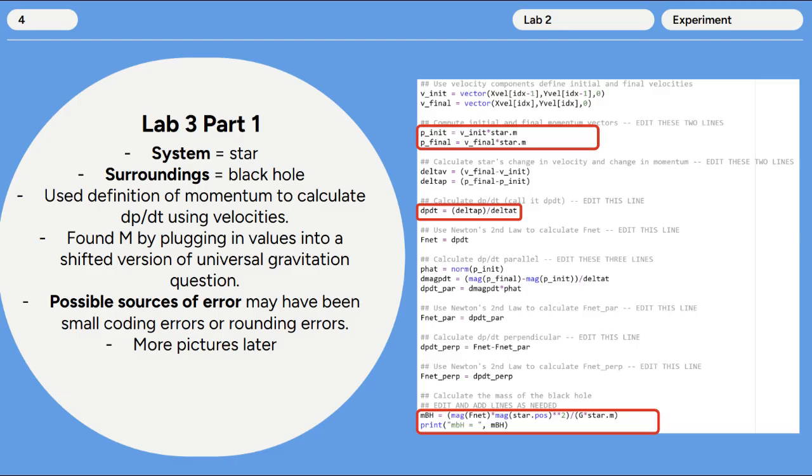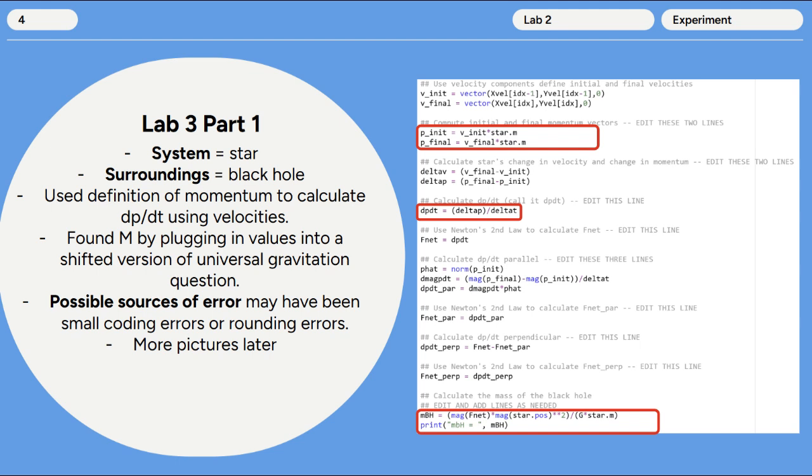For Lab Part 1, the initial velocities and trajectory of the star were determined by my Georgia Tech email address. Inside of the loop were the position and velocity update formulas so that they would repeat for every value of delta t, which was 86,400 seconds. The system in this part is the star and the surroundings is the black hole.